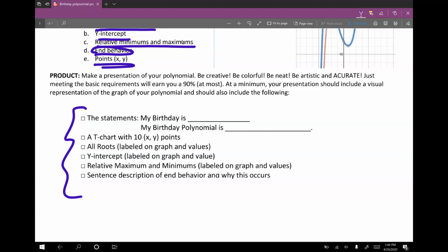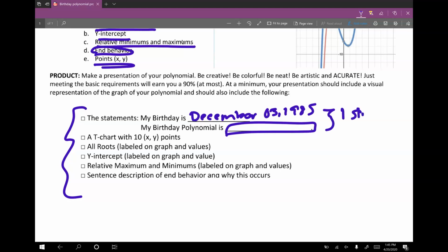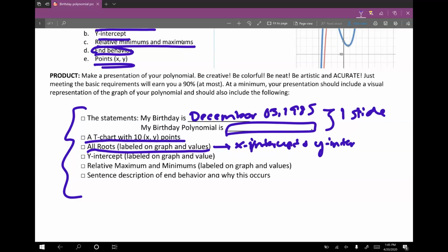Okay, and if you scroll again, this is what I'm going to be looking for right here. Okay, my statement is my birthday is December 3rd, 1985, and then you'll write the polynomial we just formed. So this will be one slide right here. Okay, and then you'll have a picture, and you can be creative how you want to. You get a chart with 10 points, all your roots. That means your x-intercepts, and your y-intercept. Okay, well, that's right here too.